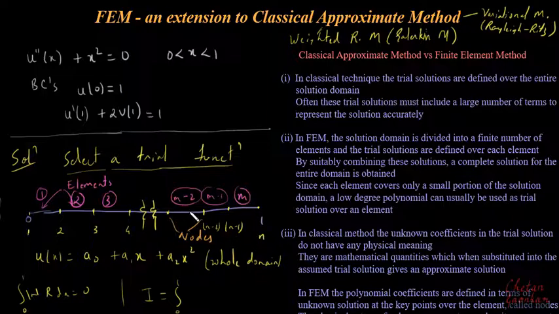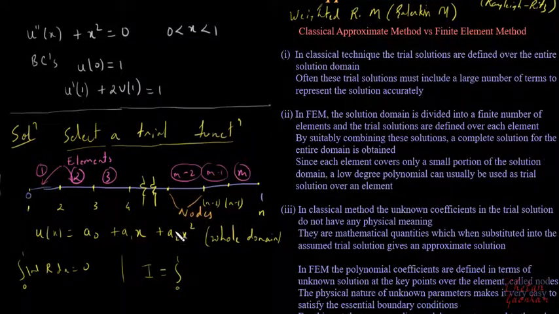Let me now tell you the basic difference between the finite element method and the classical approximate technique. The first difference is that the approximate solution which we were selecting in the classical approximate method was applicable over the entire domain, the way we had seen here. And since it was applicable over the entire domain, usually the demand here was more.